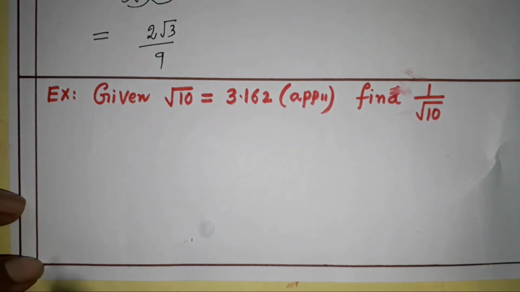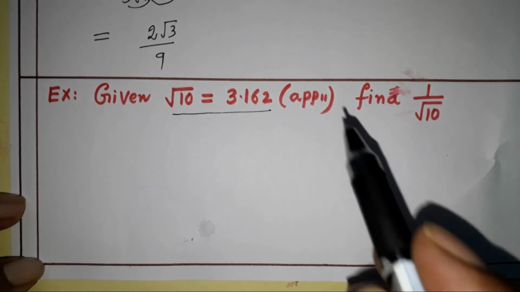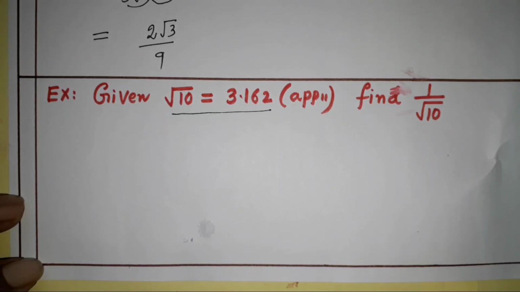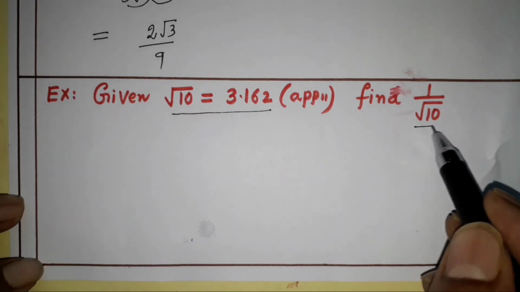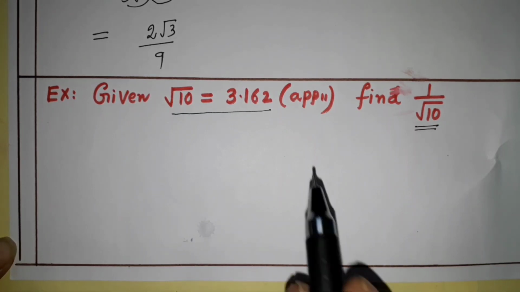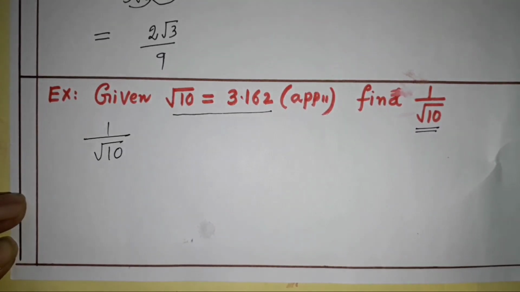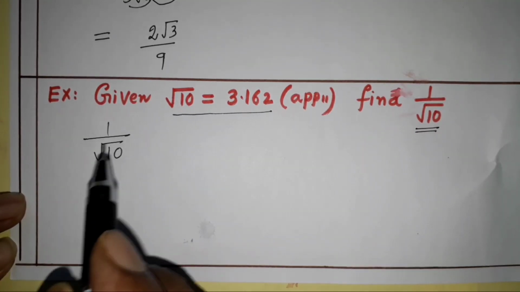One more problem, children. It is given that root 10 is equal to 3.162. It is an approximate value. Then they are asking to find the value of 1 by root 10. This problem also I will solve by using the rationalizing concept. So take that 1 by root 10. If you substitute the root 10 value directly, it's very difficult for us. So what to do is rationalize here.